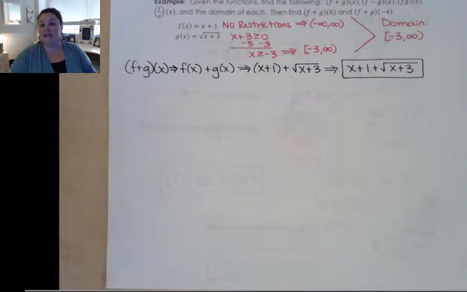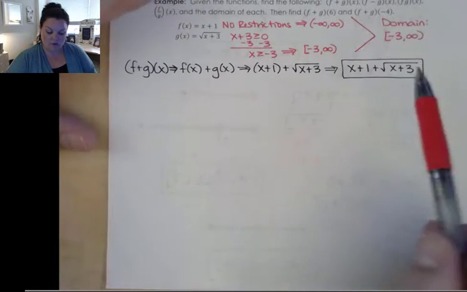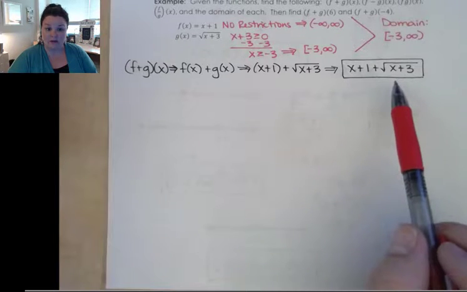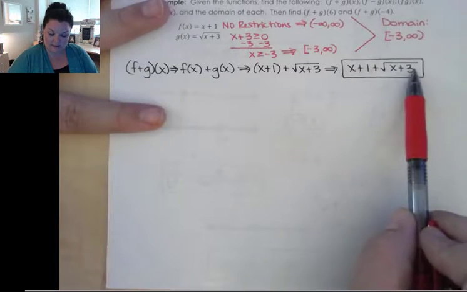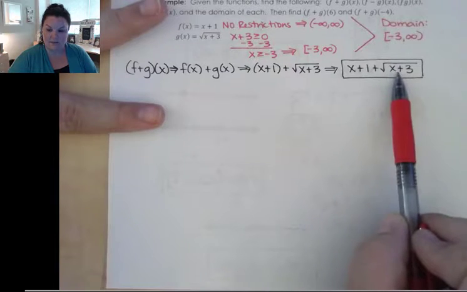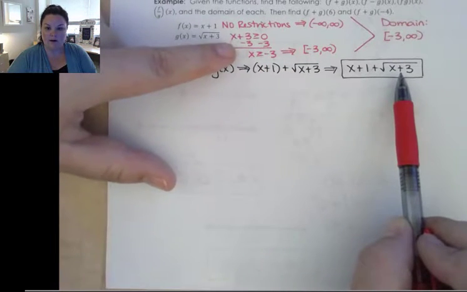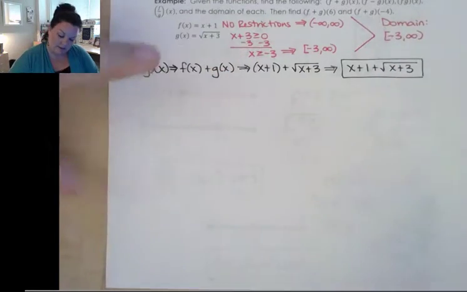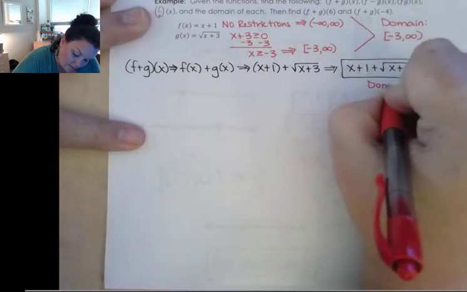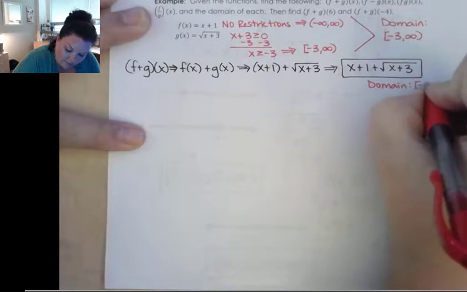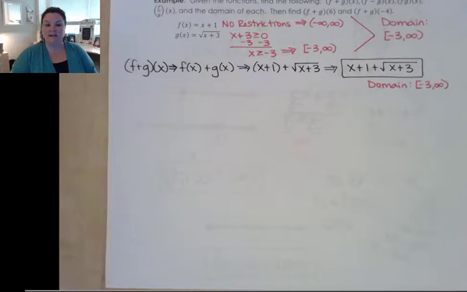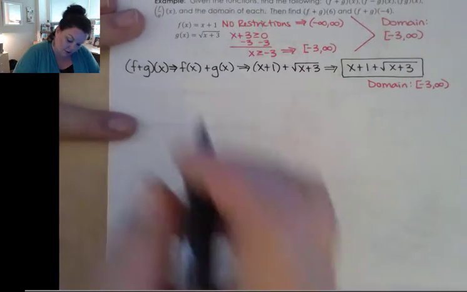Now I need to see, did I acquire any new domain restrictions? When I look at this, do I have any denominators? Nope. Do I have any even root radicals? Yes, I do. But notice this is the same radical that I already made an accommodation for up here, so I've already adjusted my domain accordingly. My domain is going to be the same, from -3 to infinity. Okay? All right, let's look at the difference function.